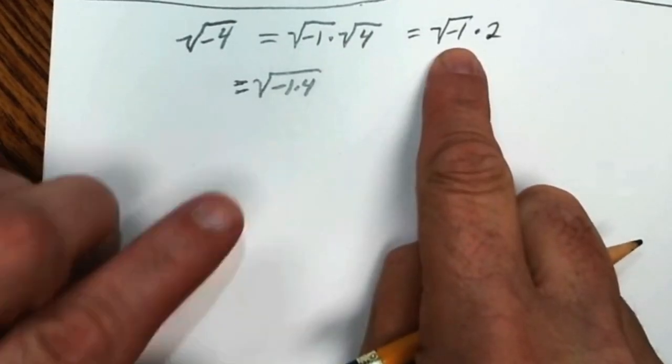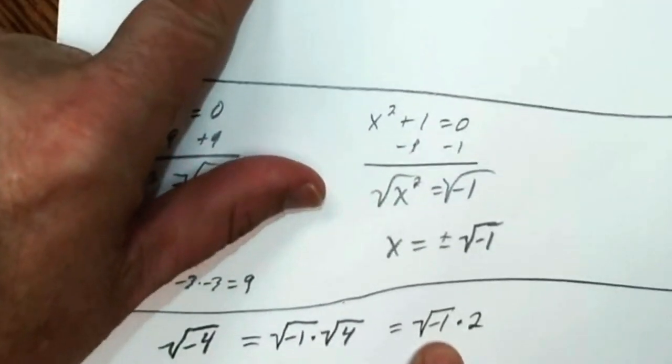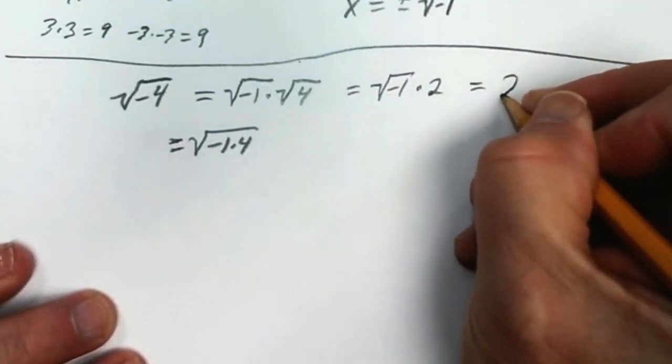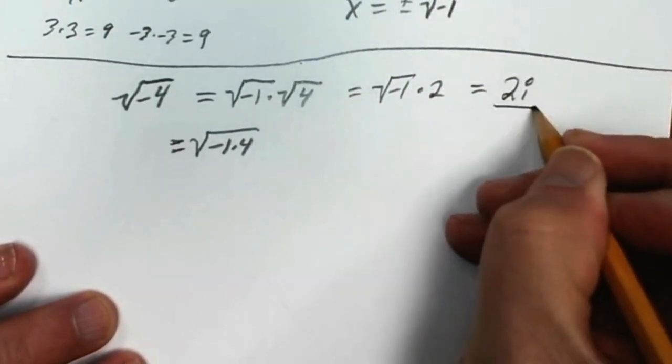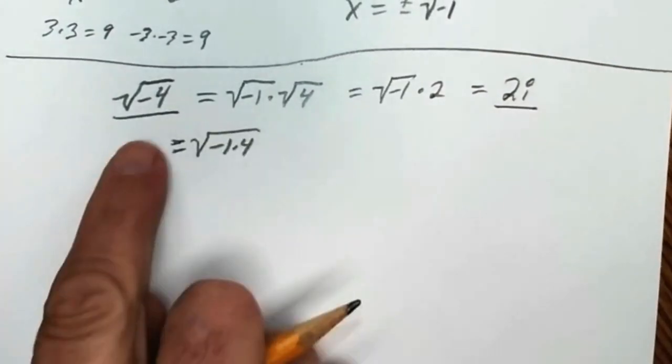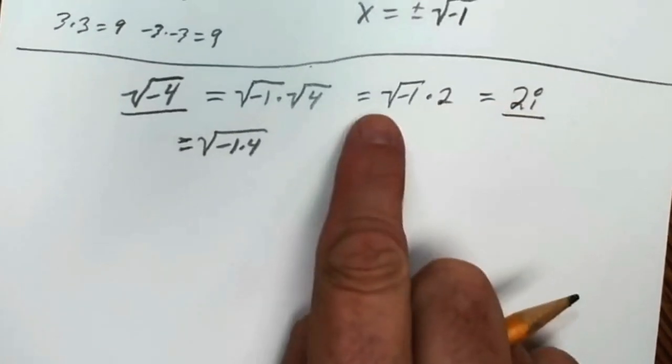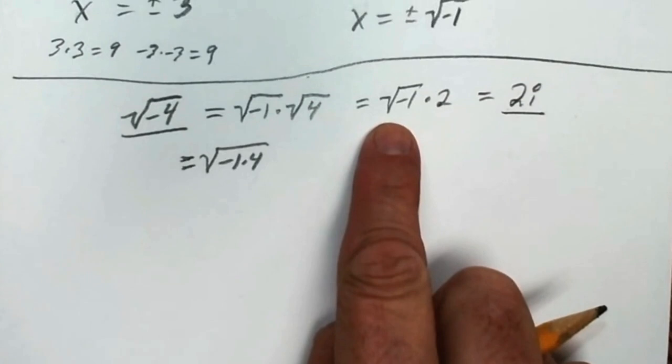And now we know this has a name. The square root of negative 1 is i. So it actually equals 2i. That's what the square root of negative 4 equals, 2i: 2 times that imaginary number, which is the square root of negative 1.